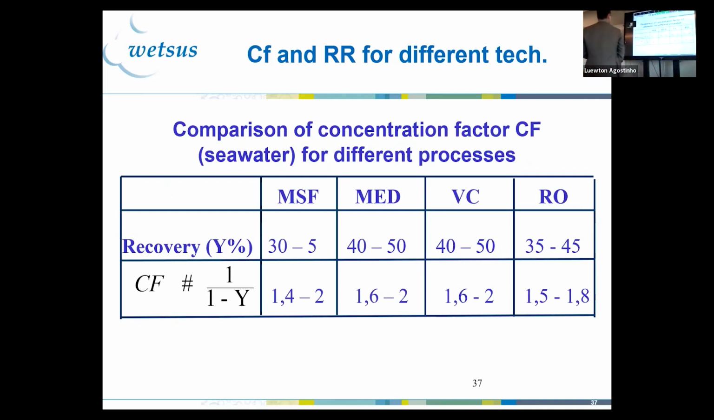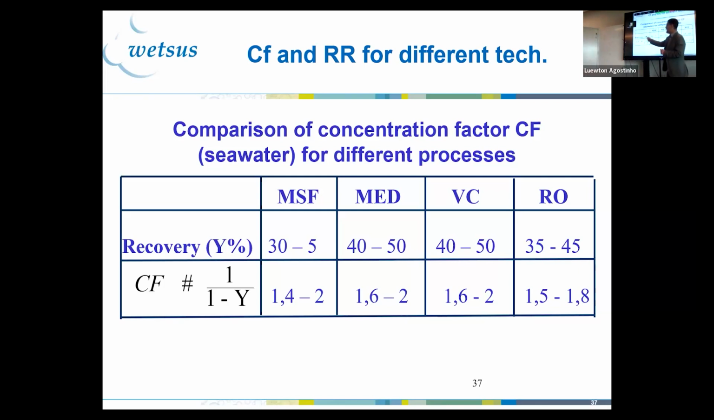Yeah, so to give you some idea of how these two ratios work for thermal processes and for reverse osmosis processes, this is a nice table. For example, your concentration factor in all these three, they are thermal processes. All these three are thermal. And this is what you get in concentration factor, and this is what you get for RO.